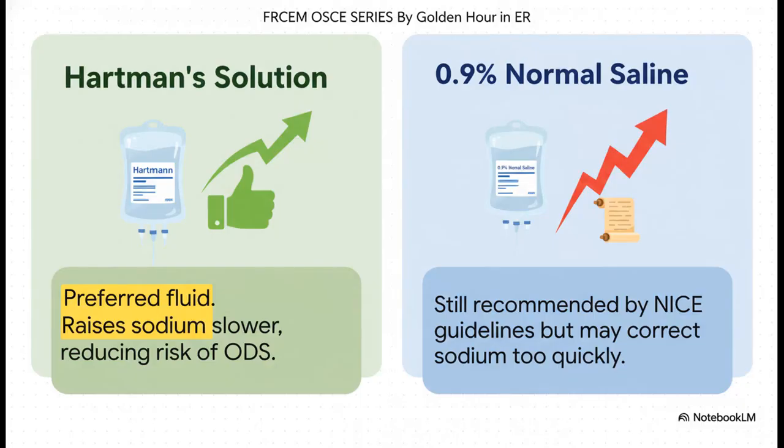So when you're giving fluids, which bag do you reach for? Well, increasingly, a balanced crystalloid like Hartmann's solution is the preferred choice. Because its sodium concentration is a little closer to the body's, it raises the patient's sodium more gently than 0.9% saline, and that reduces the risk of overcorrecting. Now, some guidelines, like the NICE guidelines in the UK, do still mention normal saline, but a lot of experts agree Hartmann's is often the safer bet here.